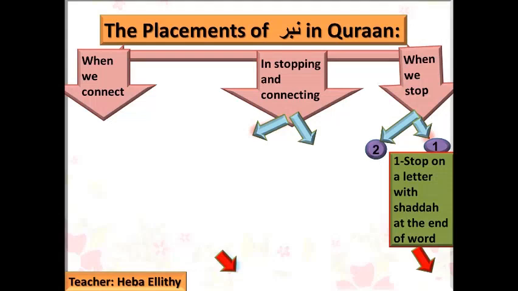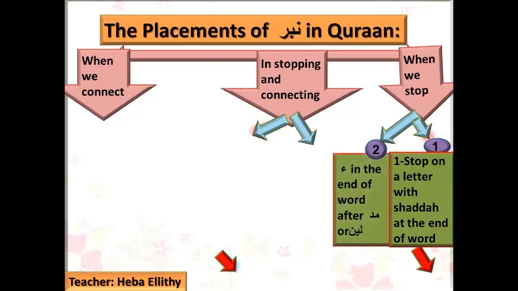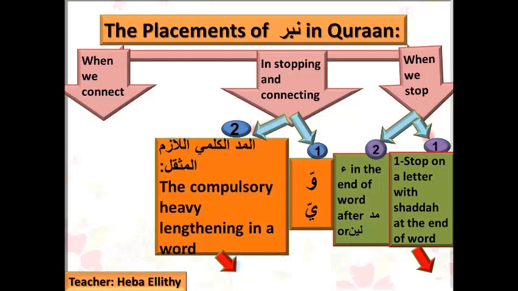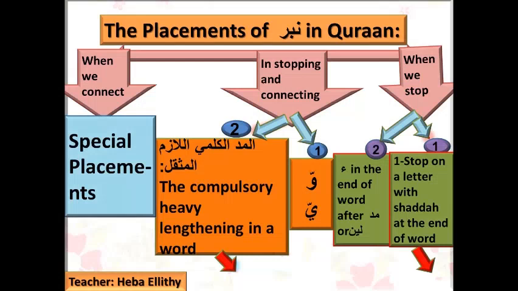Today, inshallah, we will take the second case here, when we stop, which is when we stop on Hamza after mad or leen letter. When we stop on Hamza at the end of the word after mad or leen letter. For stopping and connecting, we have two cases, and this is our next class, inshallah. First case is واو and يا شدة, or المد الكلمي اللازم المثقل, the compulsory heavy lengthening in a word. And the last case is when we connect, and it has special placements in the Quran.